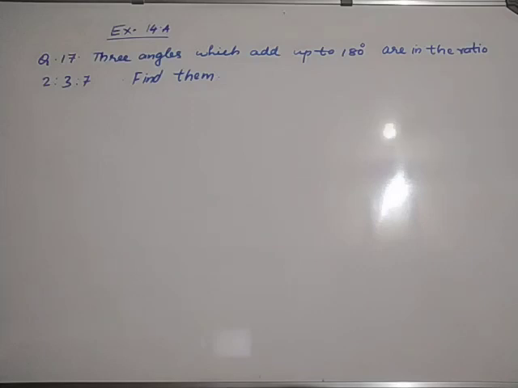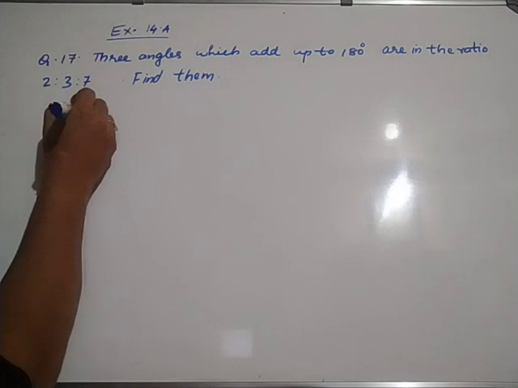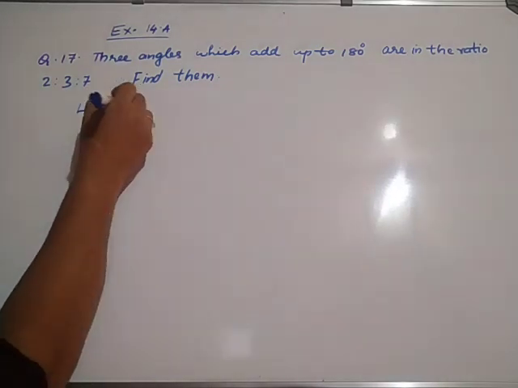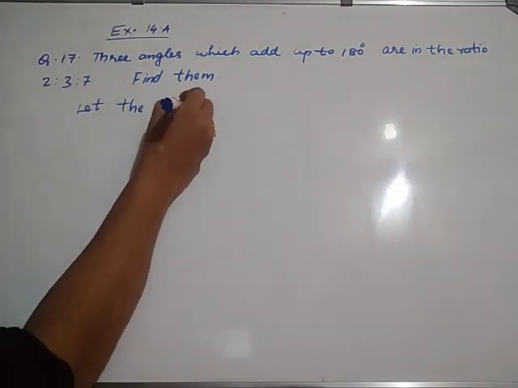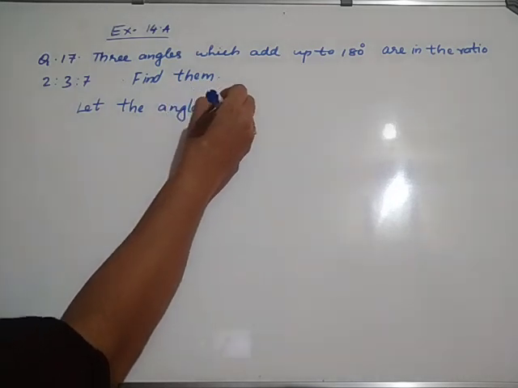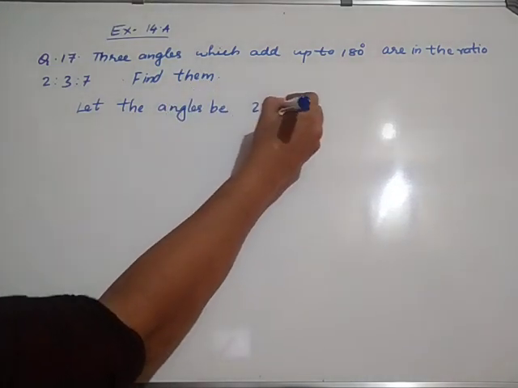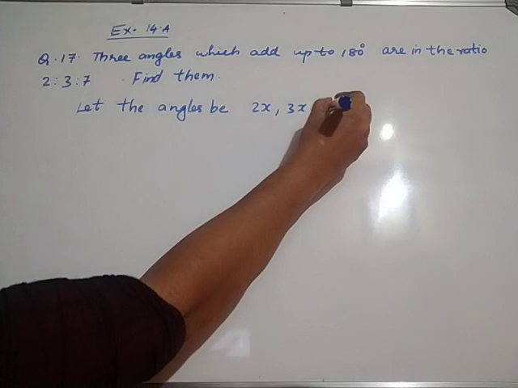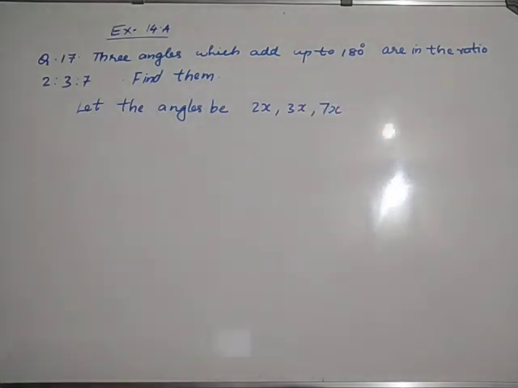Exercise 14a, question 17. Three angles which add up to 180 degrees are in the ratio 2:3:7. Find them. Let the angles be 2x, 3x and 7x. Since the ratio is given as 2:3:7, we can take the angles to be 2x, 3x and 7x.